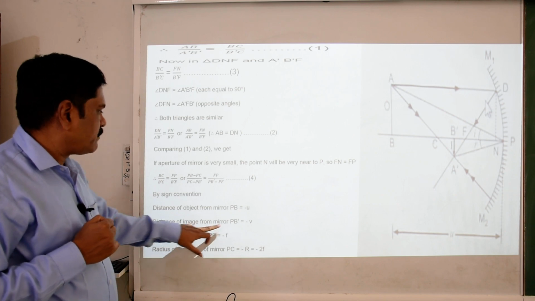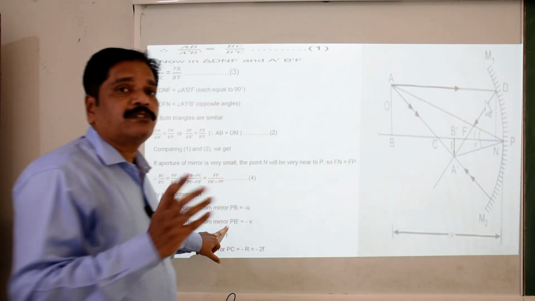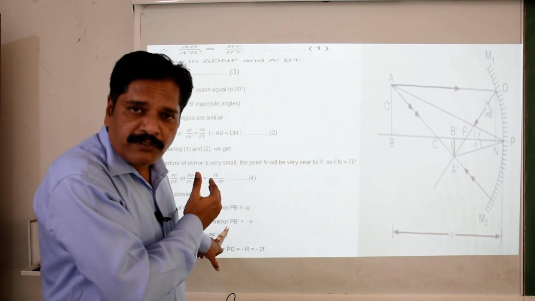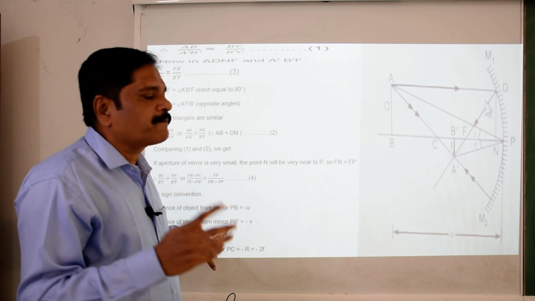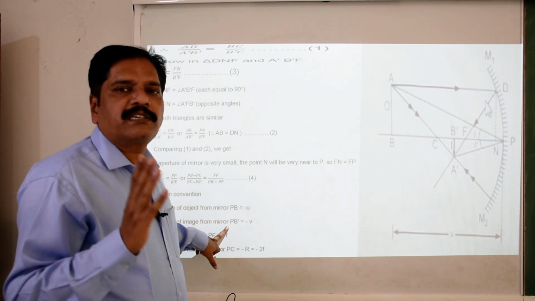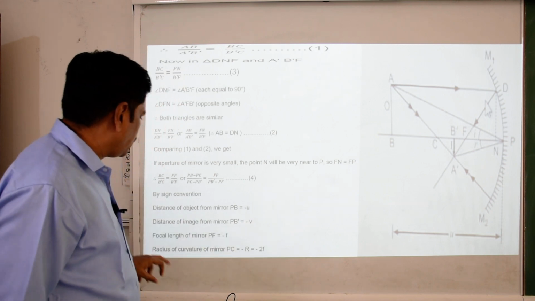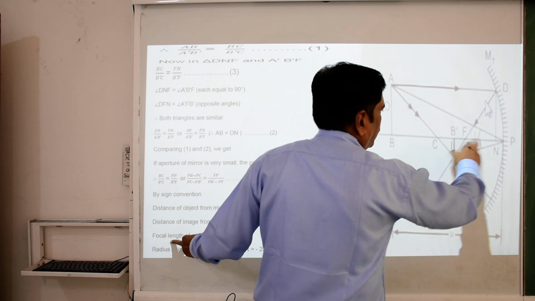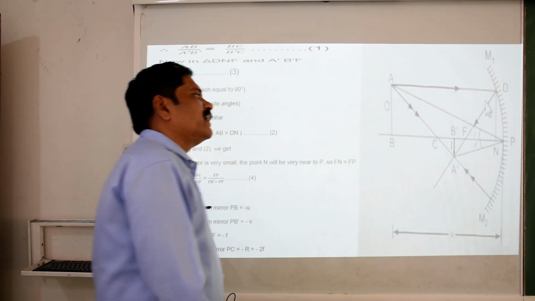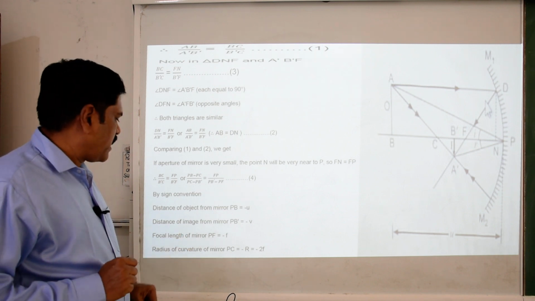Now the second one is PB', the distance of the image. It is also on the left-hand side of the mirror, so it is also negative. The image distance is denoted by V, so it is minus V, right? Now the focal length F. This focal point is F, so PF is also negative. It is denoted by F, so it is minus F, clear?